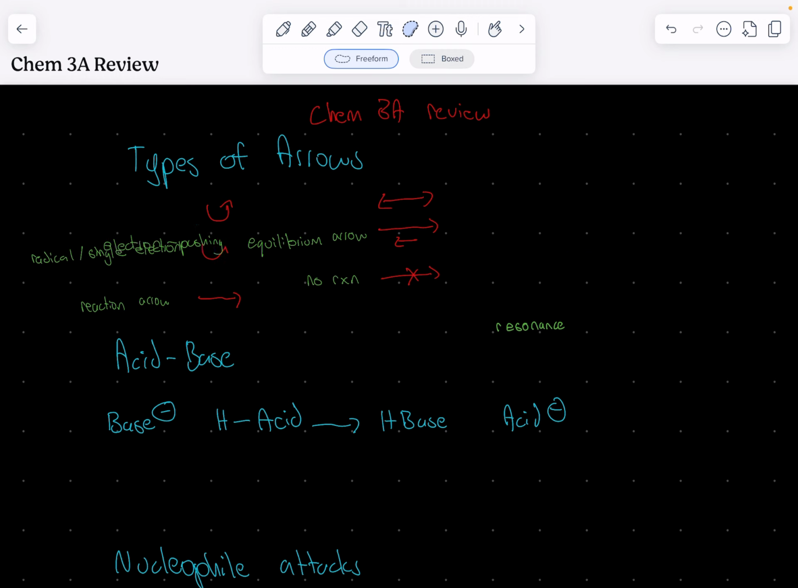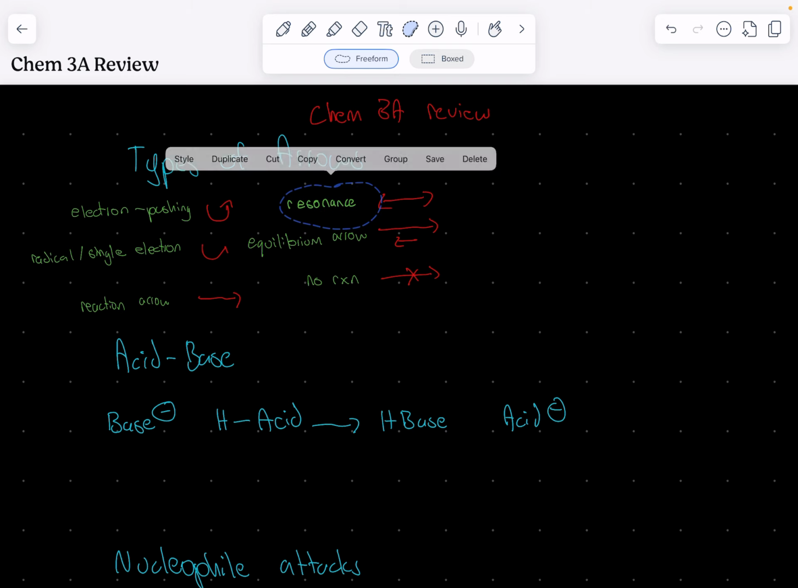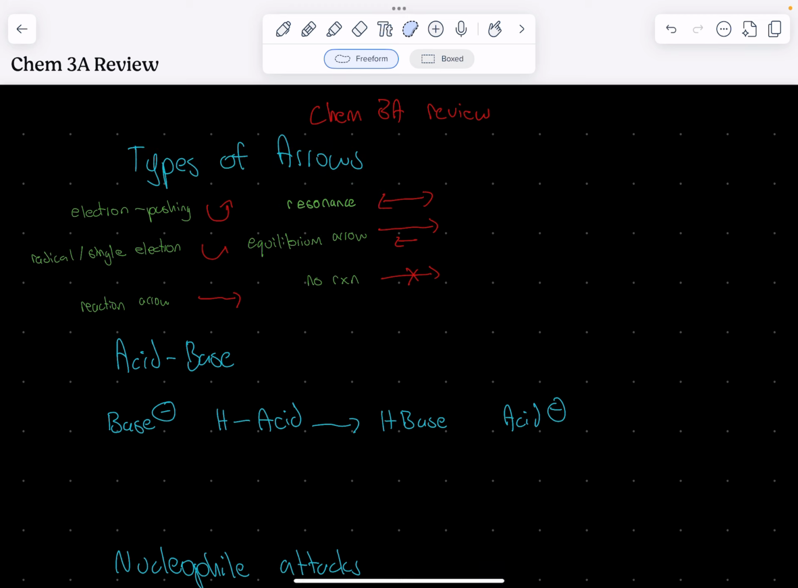We also have the most common arrow you'll use in Chem 3B, the electron pushing arrow. An electron pushing arrow shows the movement of 2 electrons and typically corresponds with the formation or breaking of a bond. Finally, we have the resonance arrow. The resonance arrow is used to indicate the redrawing of a molecule to show a different arrangement of electrons across that molecule.